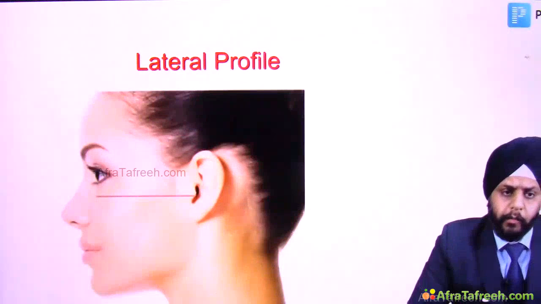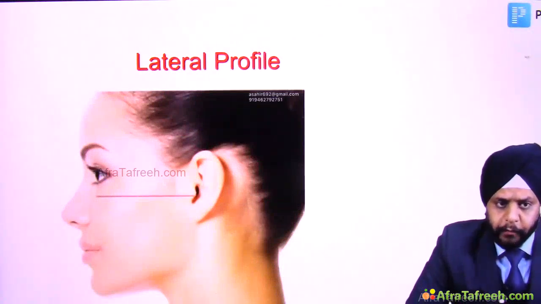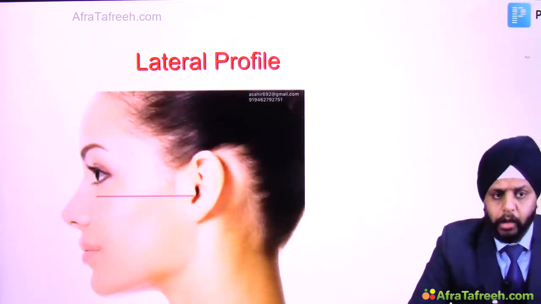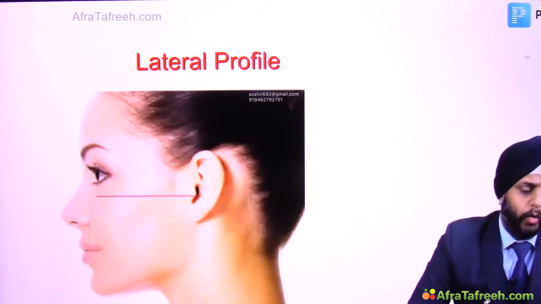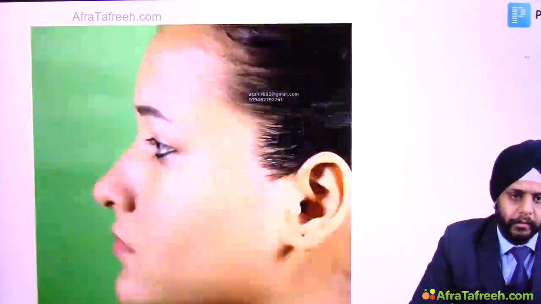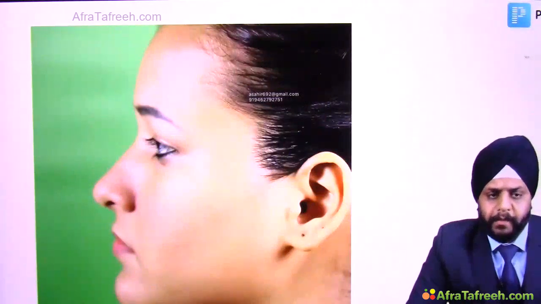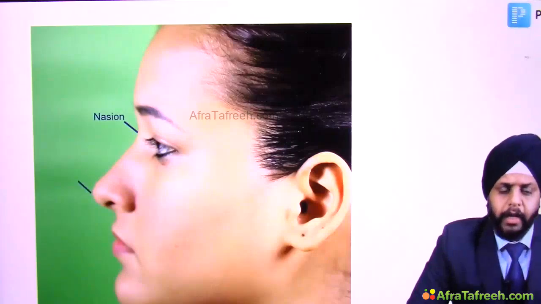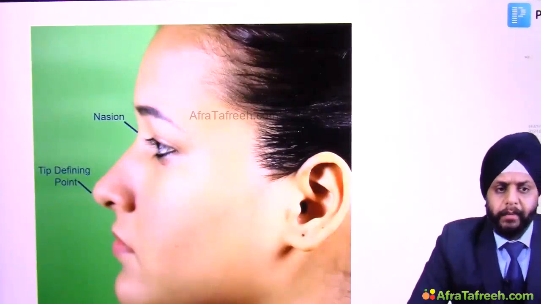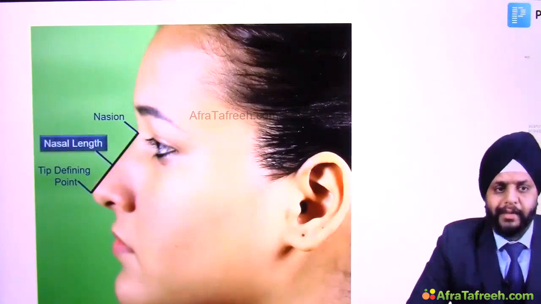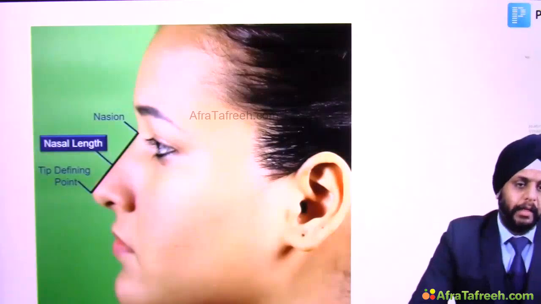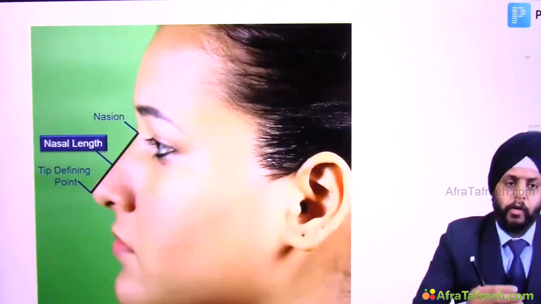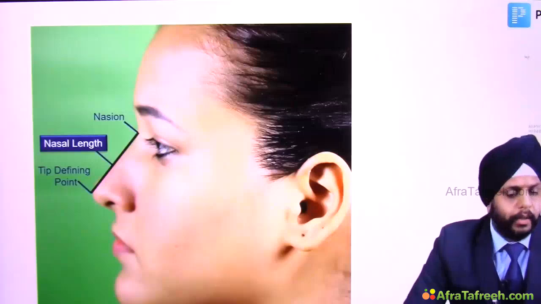Suppose we look at the lateral profile. You see, this is the lateral profile of the face, and now we see the nasal tip projection, or the nasal height. Now what do I mean by nasal height? Let's look at this photograph. You see the deepest point over here on the nose, that's known as the nasion. And then we have the tip defining point. In between them, what we have is known as the nasal length. As we discussed, the nasal length is dependent upon the face. The nose is 1/3 of the face. It occupies the middle 1/3.